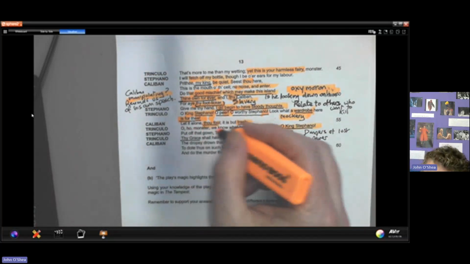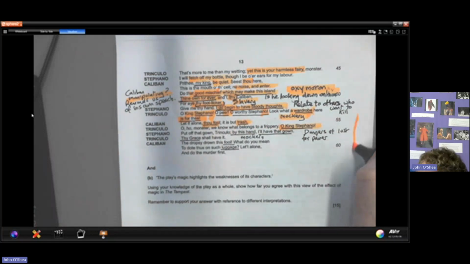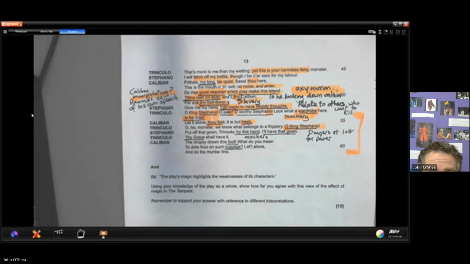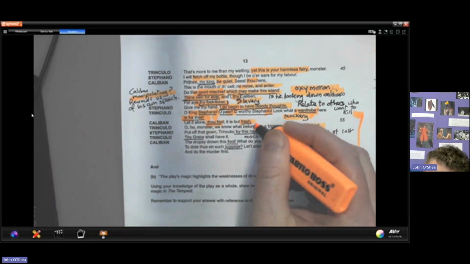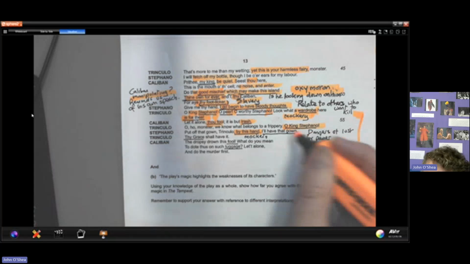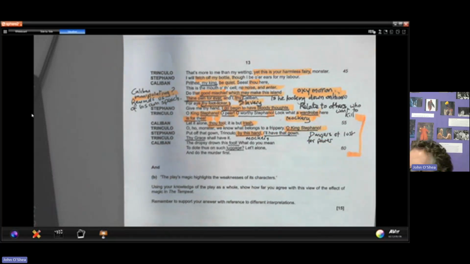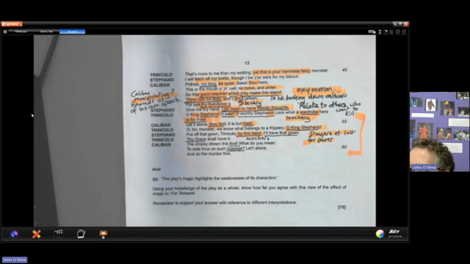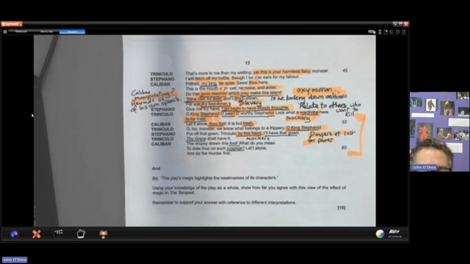But Stefano says, "Put off that gown, Trinculo." A lot of you didn't talk about the end of the extract. It's always significant. Always deal with the end of the extract. "Put off that gown, Trinculo. By this hand, I'll have that gown." Stefano is threatening him by this hand with death. If you don't give me that gown, I'll kill you. By this hand. So again, it's the dangers of lust for power. Remind us of Antonio and Sebastian trying to kill Gonzalo and Alonso.